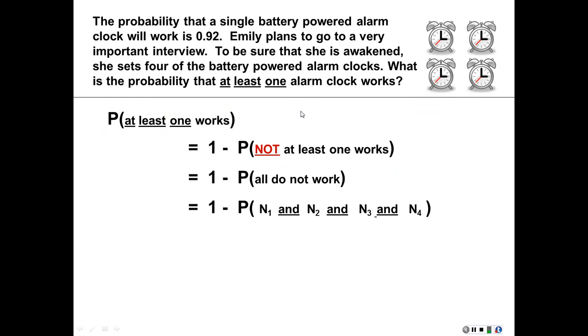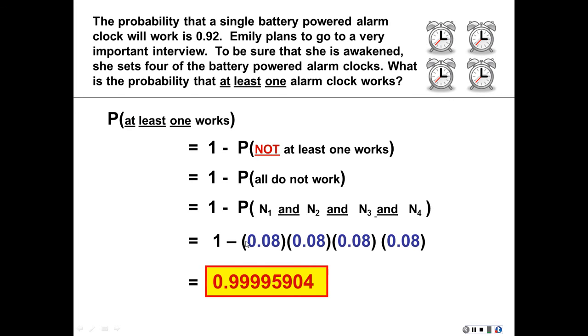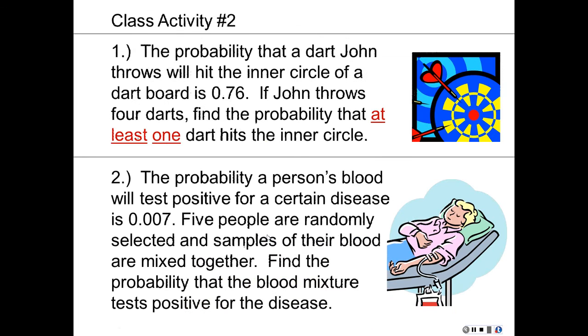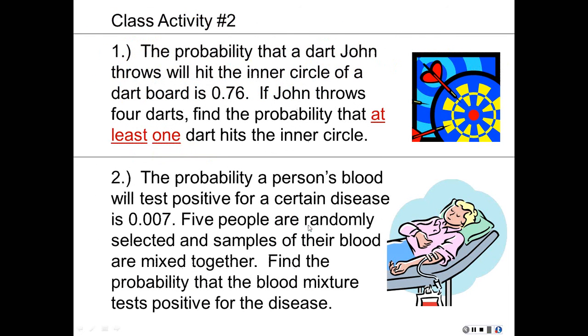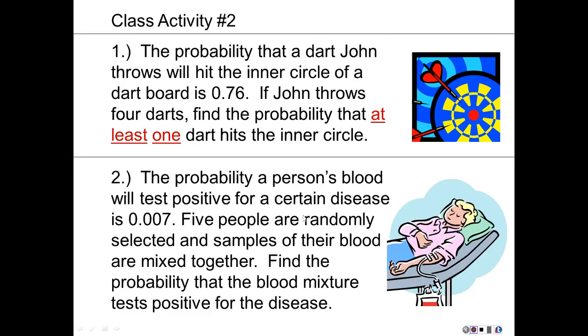So that's going to be 1 minus 0.92, which is 0.08, multiplied 4 times. And then subtract it from 1 to get your answer. And that's the answer. Please calculate these, and I will send the answers to them. There you go. Let's repeat.